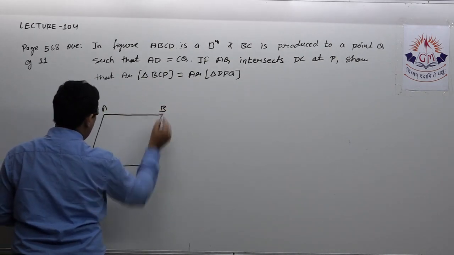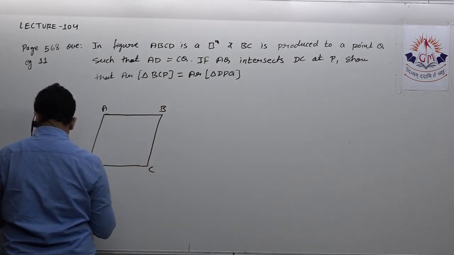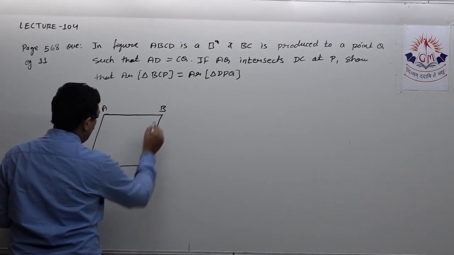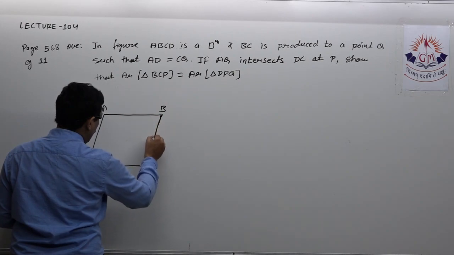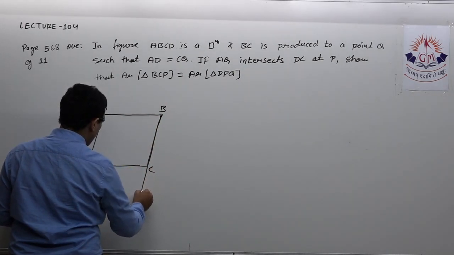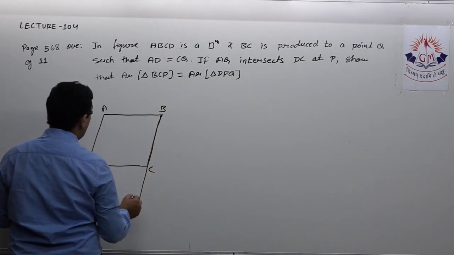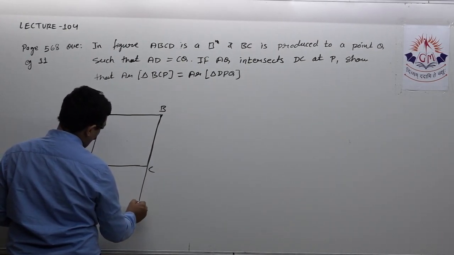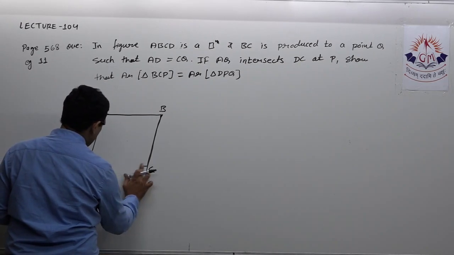Okay, ABCD is a parallelogram. Further it is given side BC is produced. So let us produce side BC to a point Q such that AD is equal to CQ.